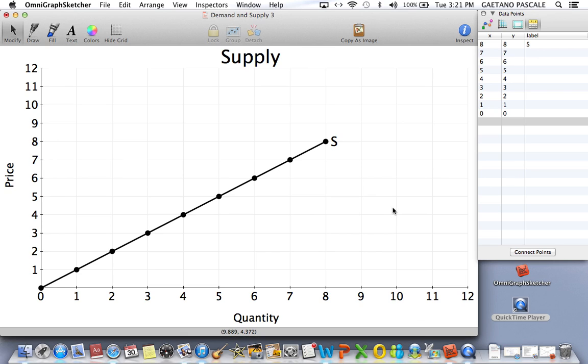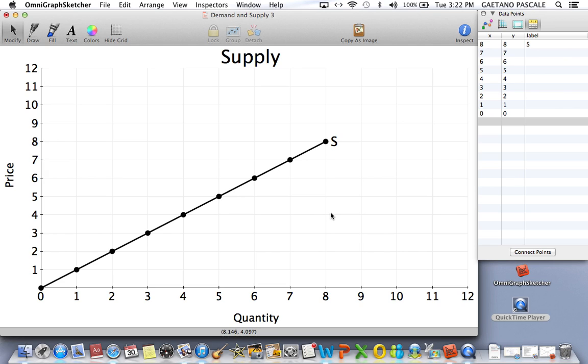The thing you should realize about the supply curve is that it is upward sloping. There is a positive relationship between price and quantity supplied. As price goes up, the quantity supplied increases. So that is the law of supply, that there's a positive relationship between price and quantity supplied. Now, please note also that we need to distinguish between change in quantity supplied and change in supply.